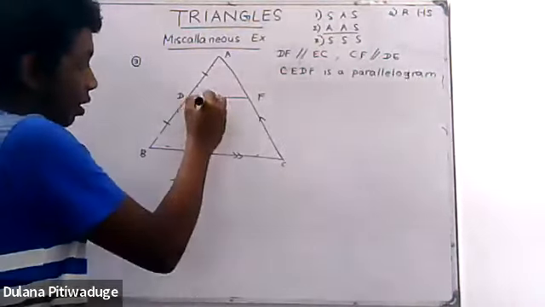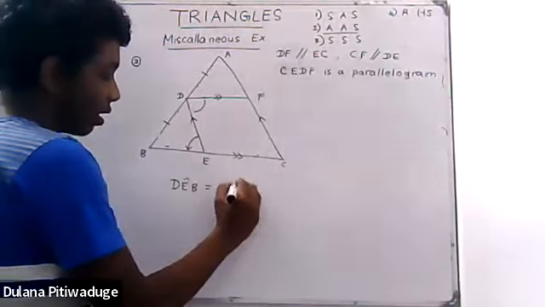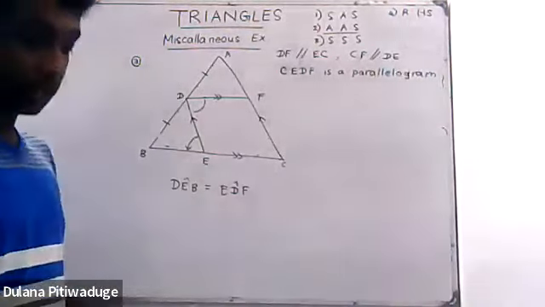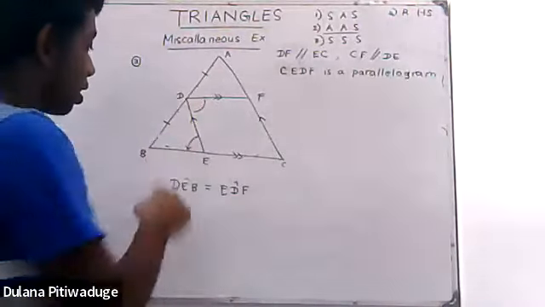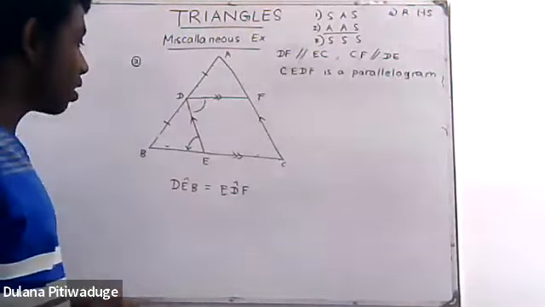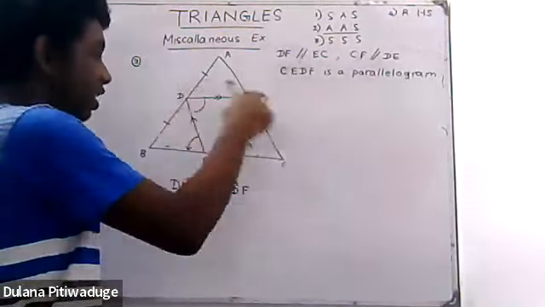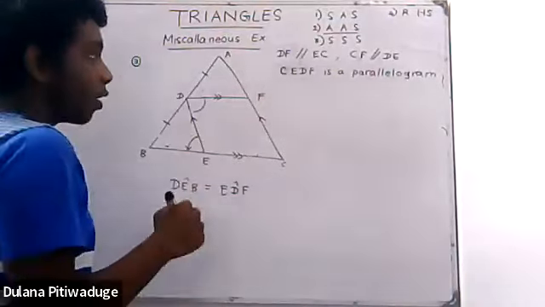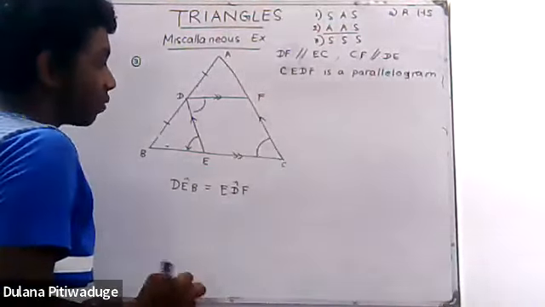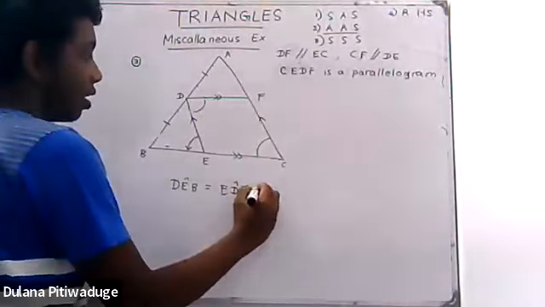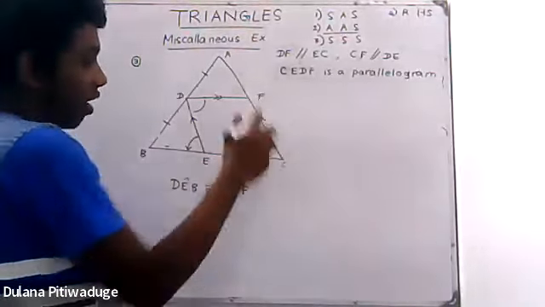It's equal to angle EDF, because these two sides are parallel, so these two angles are alternate. And as CEDF is a parallelogram, its opposite angles should be equal. Then angle EDF is equal to angle ECF.